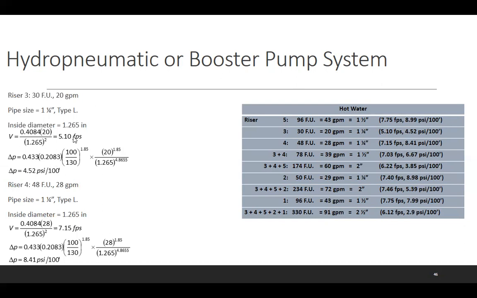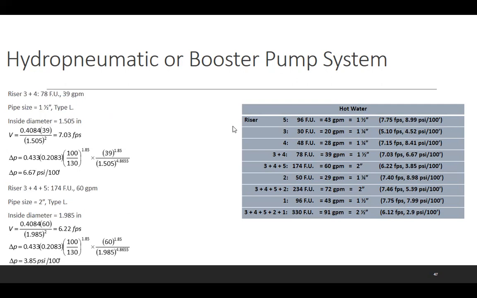Dito sa libro, pero maglalagay tayo ng limit. So, riser for 48 FU, 20 GPM. Pipe size is 1-1/4, type L. Inch diameter is 1.265. So, velocity is 11.15. Delta P is 8.41 PSI per 100 feet.